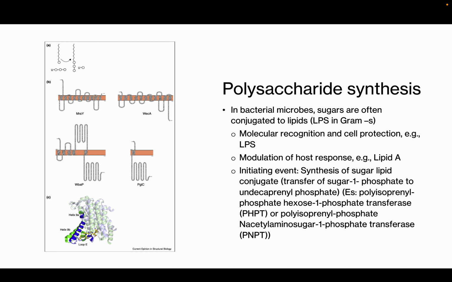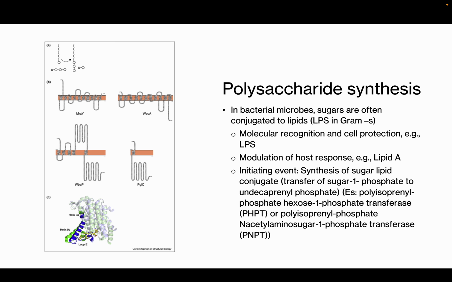Now, for polysaccharide synthesis, a good example I want us to focus on is the O antigen, the LPS O antigen of gram negatives. Now, the initiating event is the synthesis of a sugar lipid conjugate. So here, figure A, a sugar lipid conjugate. You can see here a sugar tail that's being conjugated to a lipid. The process can be mediated by different enzymes. There are two examples of enzymes that carry out that conjugation of the sugar lipid components.